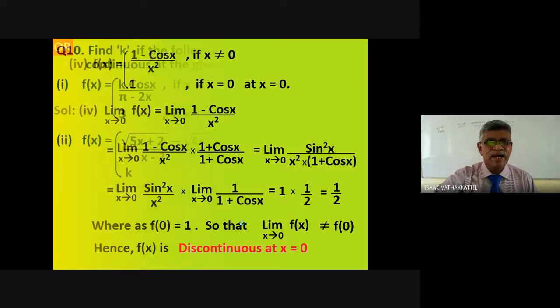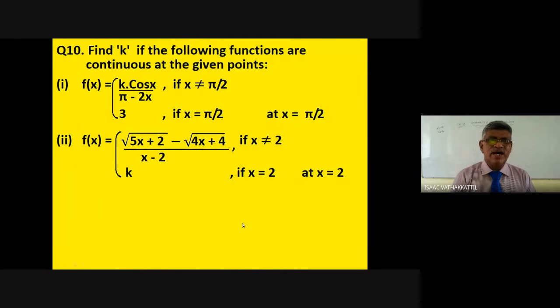Okay. Let us take now: find k if the following functions are continuous at the given point. So here it is given that the function is continuous, and the question is, there is a k in each function. For what value of k will this function be continuous at this given point?